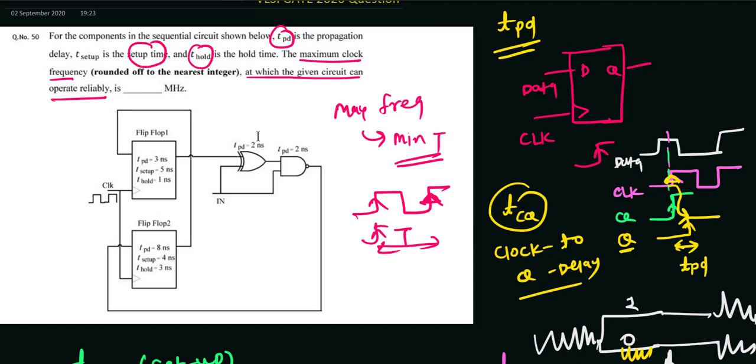Okay, so assume you just gave some data D here. After TPD, so after 3 nanosecond of delay, this data should be arriving here. Now these are the propagation delays for these gates. So 2 plus 2 is 4, so after 4 nanosecond, so 3 plus 4, total will be 7 nanosecond. This data from here to here, here it will be coming.